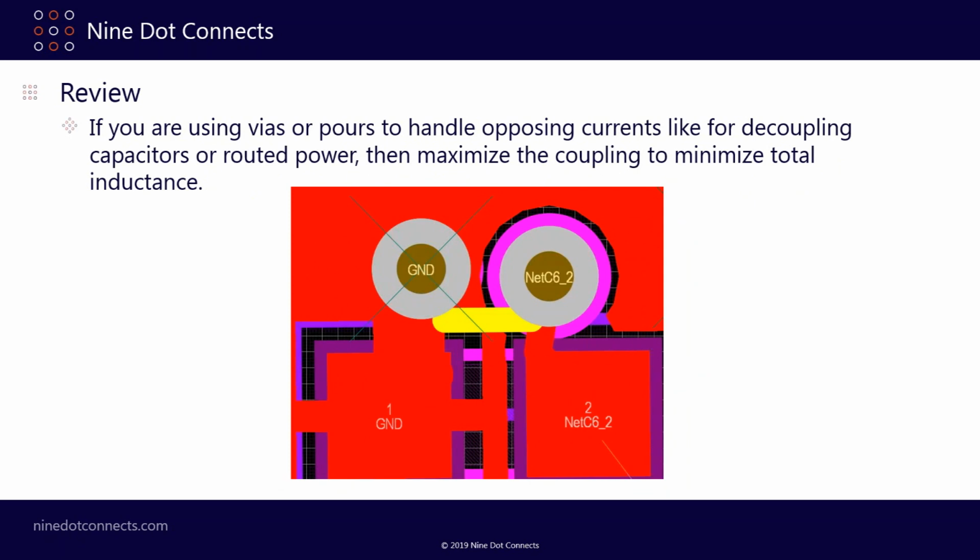If you're going to be using vias or pours to handle opposing currents, for example, let's say you have a decoupling capacitor or routed power, then you want to maximize the coupling to minimize the total inductance. Here's an example of a decoupling cap. If you have power coming into the decoupling cap and the ground via, you want to put those vias as close as possible together, and therefore your overall inductance of that circuit has dropped.